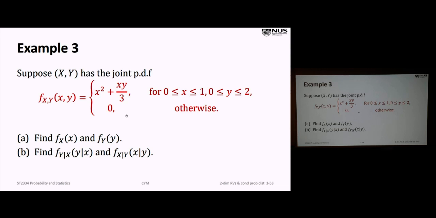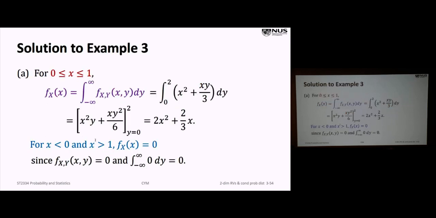And now what we're asked to do is to do two things. First of all, to find the marginals and then find the conditionals. And we'll focus on A and we'll return to B in a moment. Okay, so to find the marginal PDF of X, first of all, we know X must be between 0 and 1, otherwise the joint PDF is 0. So we constrain X to be in the set 0 to 1.